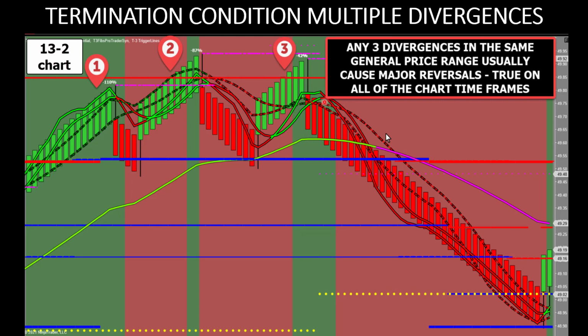One more note, after a strong termination condition, like the one shown here, if the trigger lines are strong, they will usually cause the market to break the next Fibonacci support. Knowing that a termination condition was true will allow you to hold your positions for larger profits.